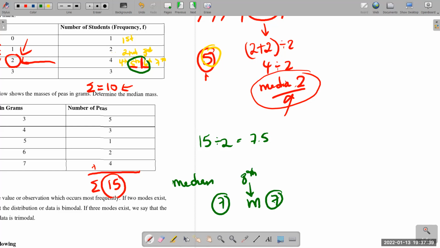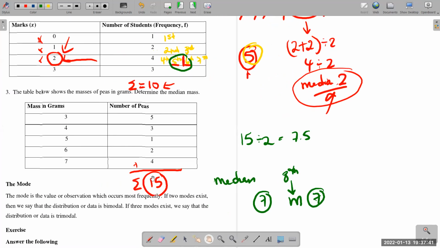Where will I find the 8th term? So let's go. Here's 5. Everybody agree? So this is 5. This is the top 5. What am I going to find here? It's 3. So this is going to give me the 6th. This is going to give me the 7th. This is going to give me the 8th. And it's the 8th I want. So which group does the 8th fall in? The 8th falls in 4 grams. So that means the median equals 4 grams.